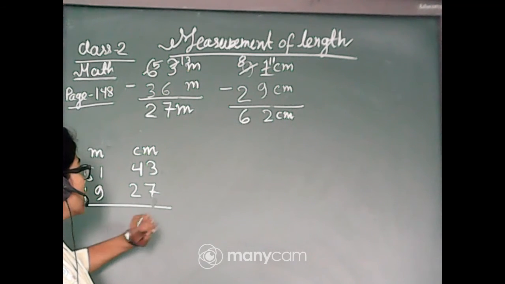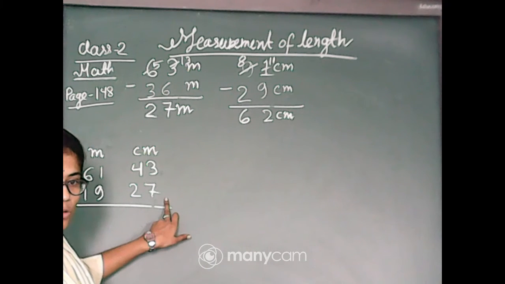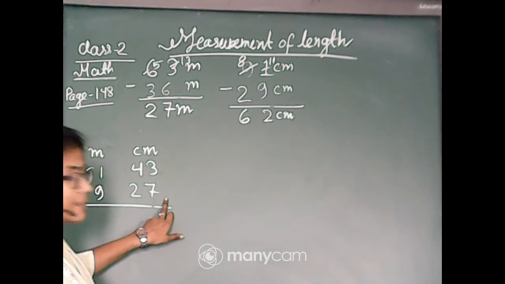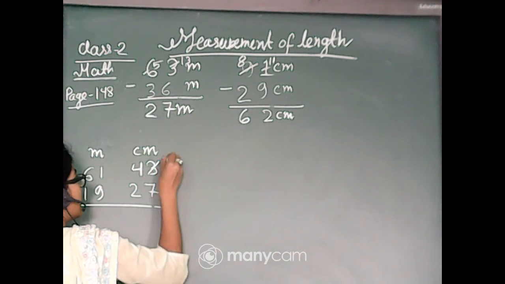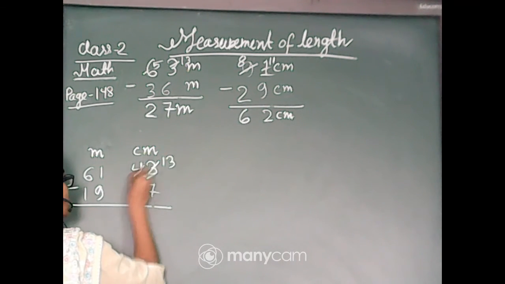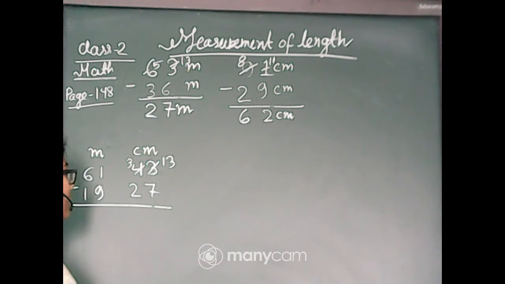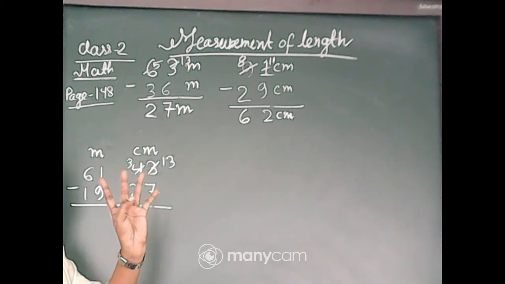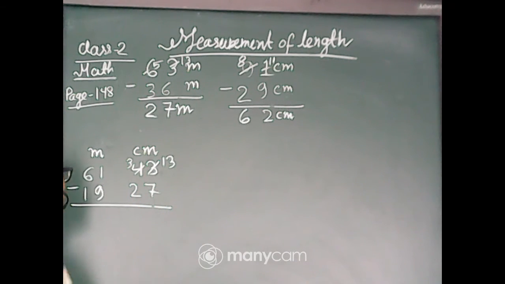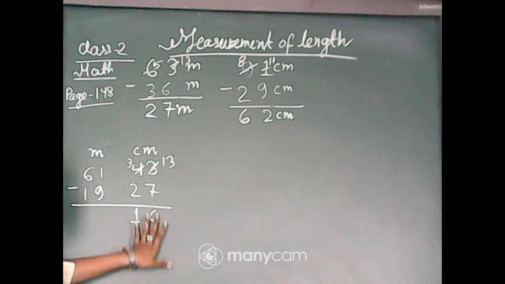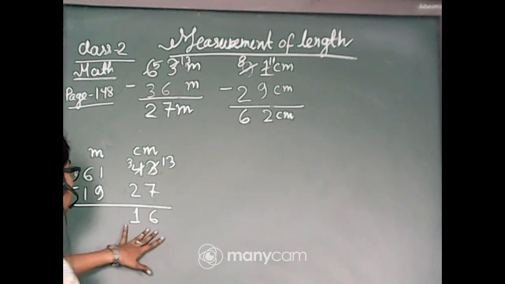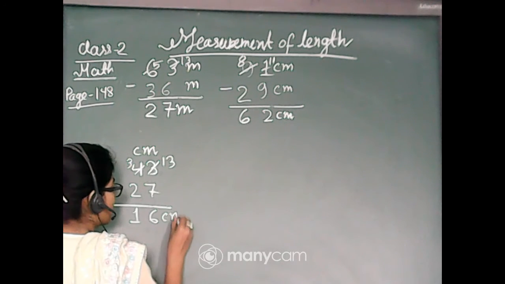Look here, 3 is here and 7 is below 3. As we all know, 3 is smaller than 7, so we can't subtract 7 from 3. That's why we make 3 into 13, and for that this 4 will reduce by 1 and become 3. After 7 we count 8, 9, 10, 11, 12, 13, so it becomes 6 fingers, and after 2 it's 3. So the centimeter part is completed, and we can put centimeter here.